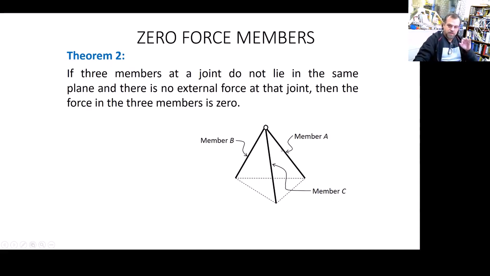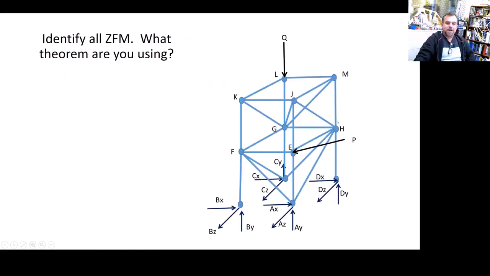But anyway, if you see three, and they are not in the same plane and nothing else, when I say three, remember it's two bars and a force, two forces and a bar, any combination, three bars, even three forces, any combination that adds up to three, all of them have to be zero. Okay, let's apply this.